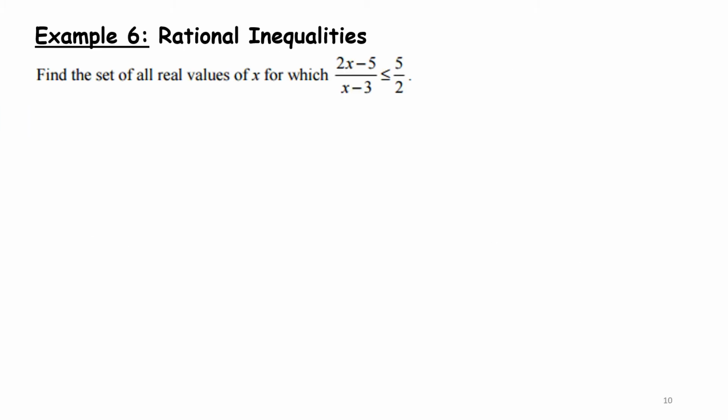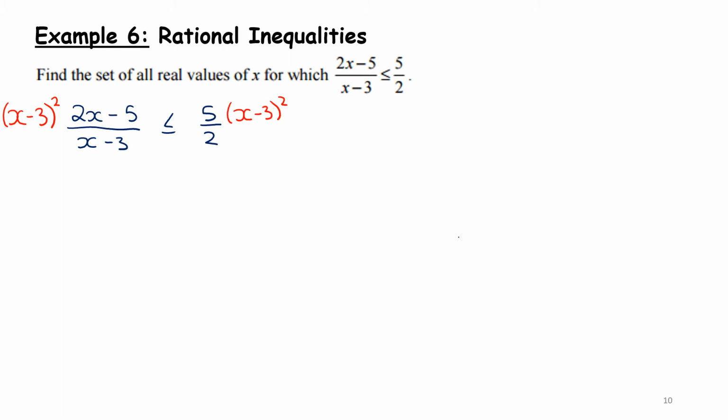Example 6, rational inequality example. So here we have a rational inequality that is 2x minus 5 over x minus 3 is less than or equal to 5 over 2. I like writing these out again to get a bit of space. Now, to get rid of x minus 3, we can't just multiply by x minus 3. We need to multiply by x minus 3 squared. That way we know whatever x minus 3 is, squaring it makes it positive.